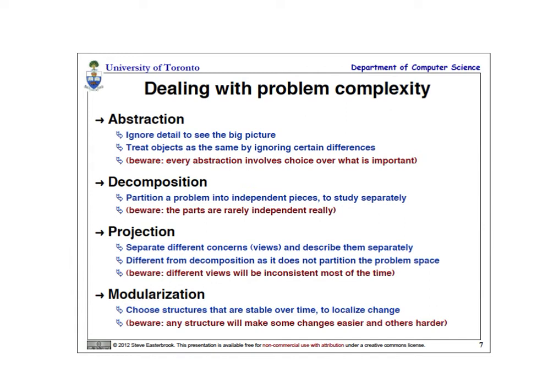One of the nice things about models too is it helps us deal with a lot of complexities without having to write code yet again. So the concept of abstraction, in other words, treat objects as the same, ignoring certain differences, ignoring details to see the bigger picture. So we start with very simple versions of entities that are going to be in our environment, and then we add to them as we go.